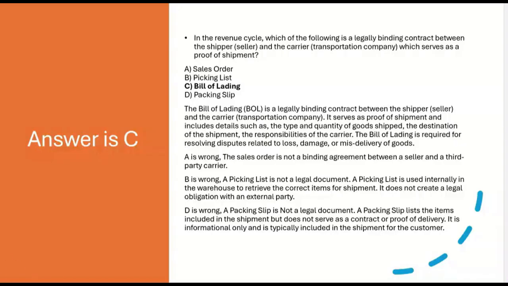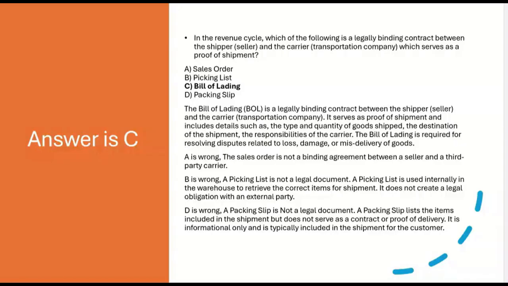A is wrong. The sales order is not a binding agreement between the seller and a third-party carrier. B is wrong. A picking list is not a legal document. A picking list is used internally in the warehouse to retrieve the correct items for shipment. Picking list does not create a legal obligation with an external party. And D is wrong. A packing slip is not a legal document. It lists the items included in the shipment, but it does not serve as a contract or proof of delivery. It's informational only, and it's typically included in the shipment for the customer's benefit.